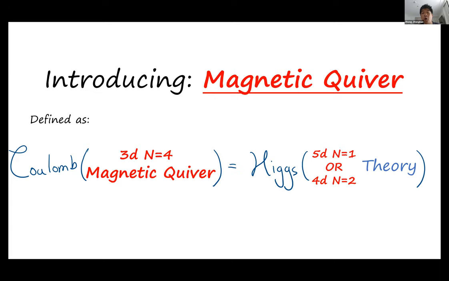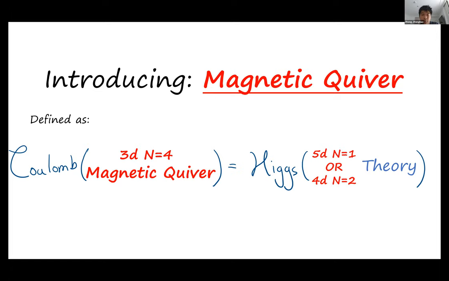Okay, so why do I go through this little detour in finding this magnetic quiver? Well, in the last 9 or 10 years, there have been many new tools developed specifically to understand the Coulomb branch of 3D N=4 gauge theories. And now we're able to use all of these tools in order to study the Coulomb branch of a magnetic quiver, and hence indirectly study the Higgs branch of the 5D or 4D theory.